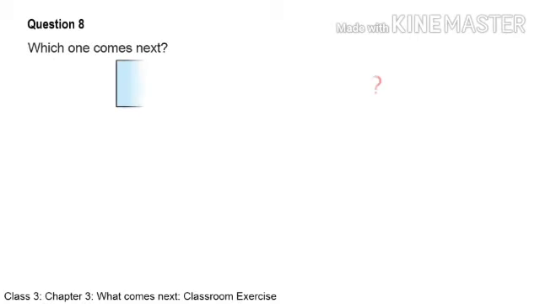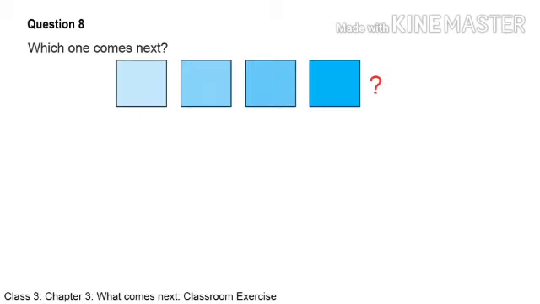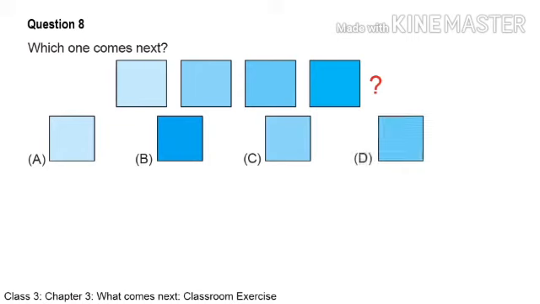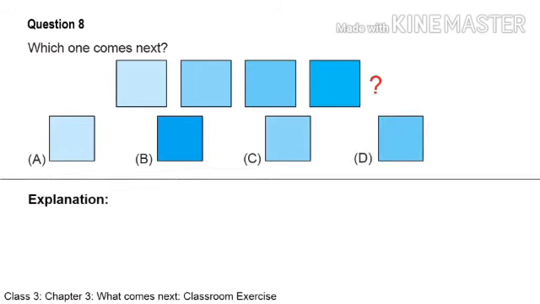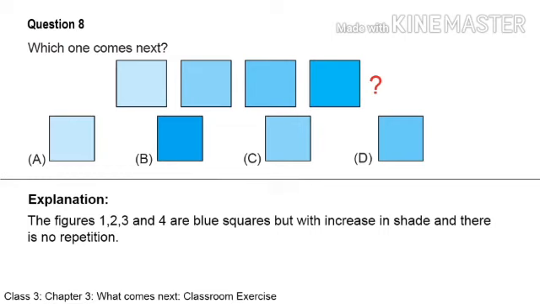Look at these blue boxes. Can you find out which one comes next in the series? We have options A, B, C or D. If you observe carefully, you will notice that figures 1, 2, 3 and 4 are blue squares but with an increase in shade and there is no repetition. Hence option B is the next darkest box.